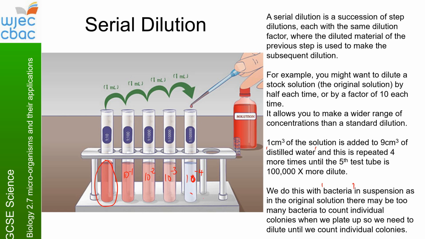So say this was the tube that we were going to pour out onto the agar plate. We would count the number of bacteria that had grown on that agar plate and be able to work out how many by going back the other way. So instead of diluting, going back and concentrating, how many were in that original tube, okay?